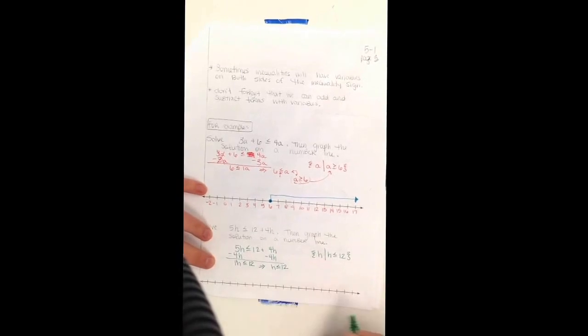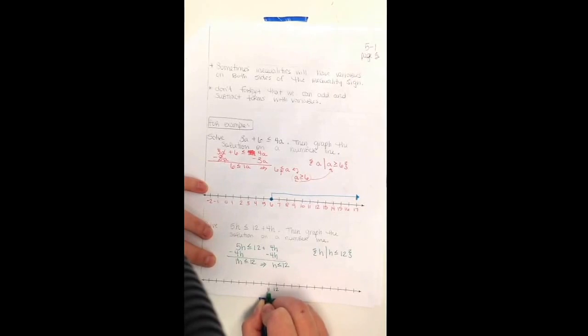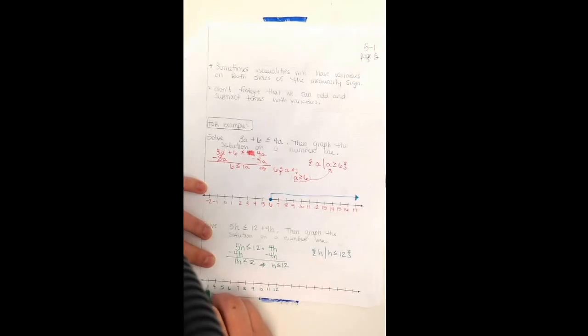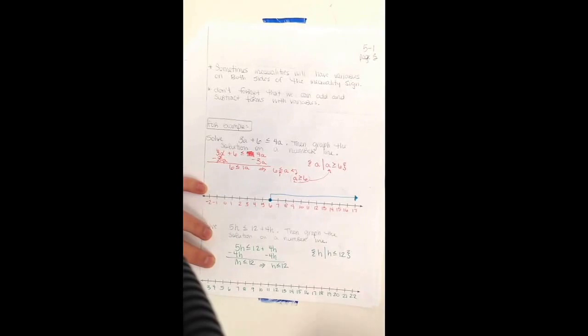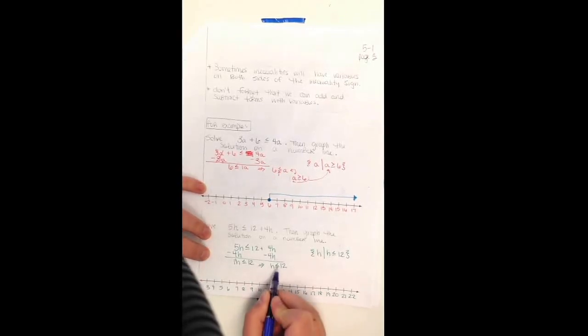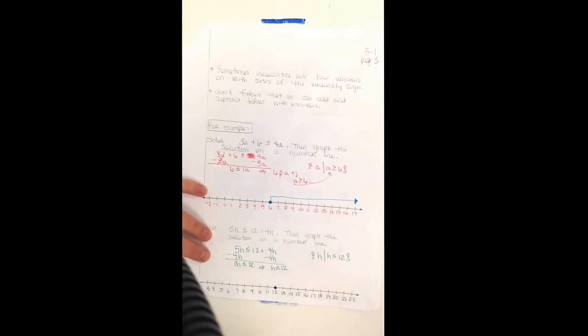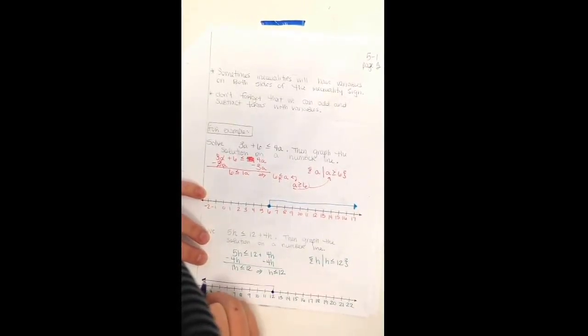Then to graph, I have to draw in the numbers for my number line. I know I have 12, so I'm going to put it in the middle. I'm going to have a solid circle at 12 because it includes the equal to sign. And I'm going to draw my arrow to the left because it's less than, so it's talking about everything smaller than the number 12.